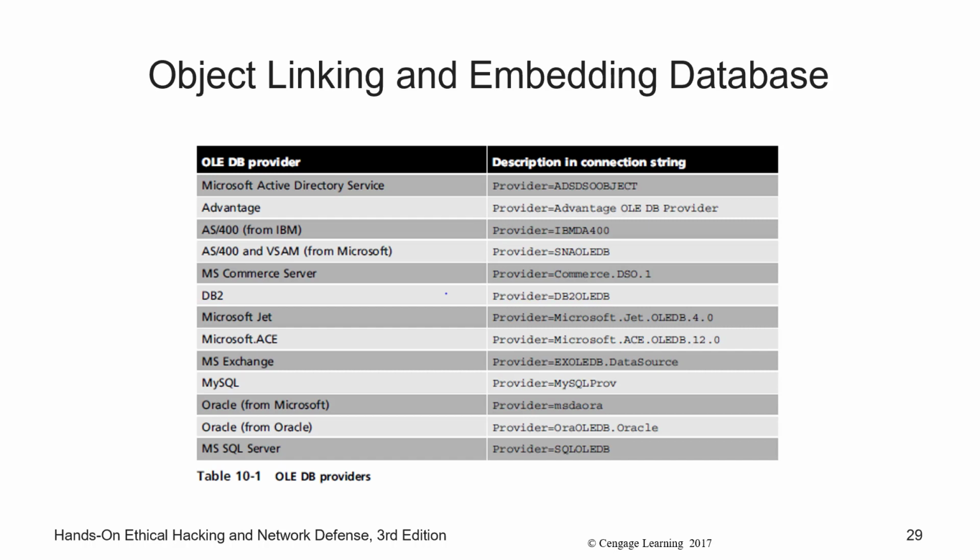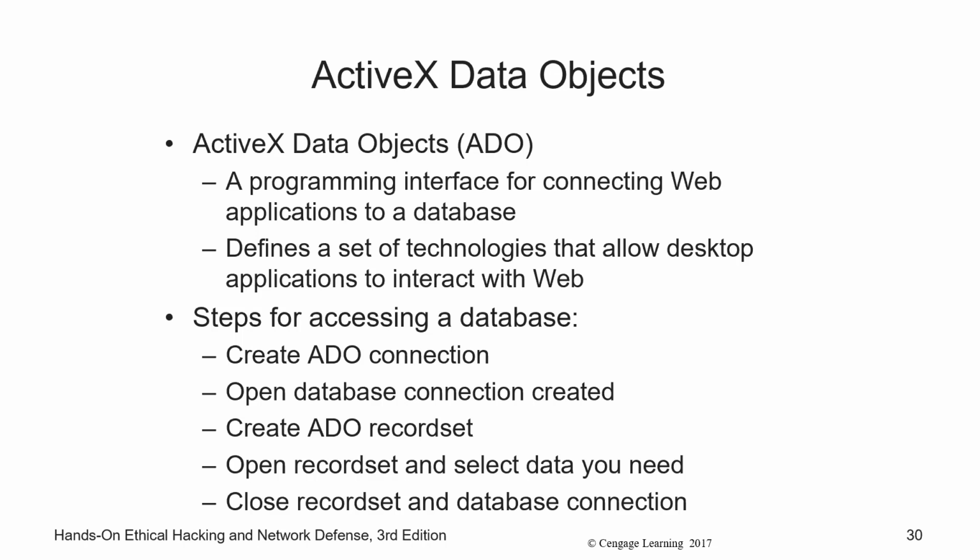So here's some examples of some OLE database providers. ActiveX data objects. You want to know someplace to hit, it's ActiveX, because here's the problem with ActiveX. If you have an ActiveX control on a web page, it essentially makes your web page a desktop application.